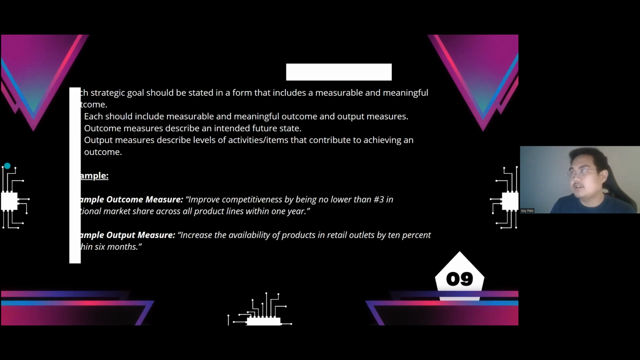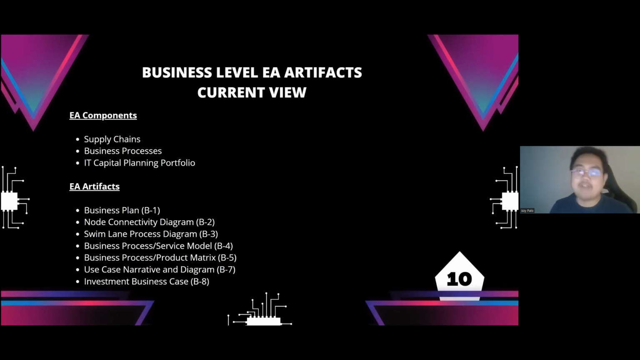strategic level artifacts. Now we can go to business level artifacts. That's the second one. We have different EA elements here, EA components. We have supply chains, business processes, IT capital planning portfolio, and we also have other artifacts like business plan, node connectivity diagrams, business process service model, business process or product matrix, use case narrative and diagram, and investment business case. We will explain that one by one. I think much more on the process documentation and use case, so you will encounter that later.